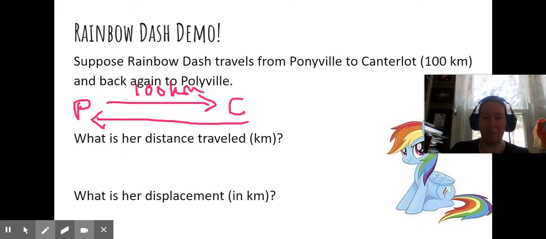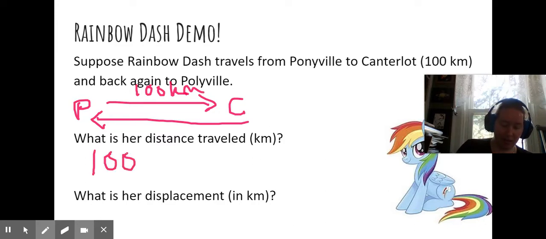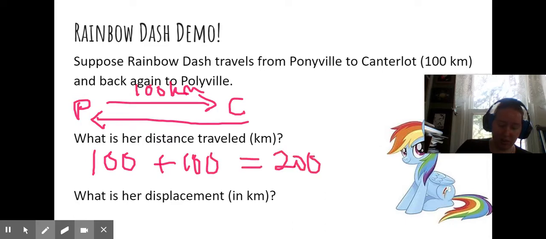and it's 100 kilometers between the cities. So I want you to think about for a minute, pause this video, and think about what is her distance traveled in kilometers. So pause it, think about it. I hope you're pausing it. Better be pausing it. All right, so her distance traveled in kilometers would be the 100 kilometers to Canterlot plus the 100 kilometers back. So 100 plus 100 is 200 kilometers.